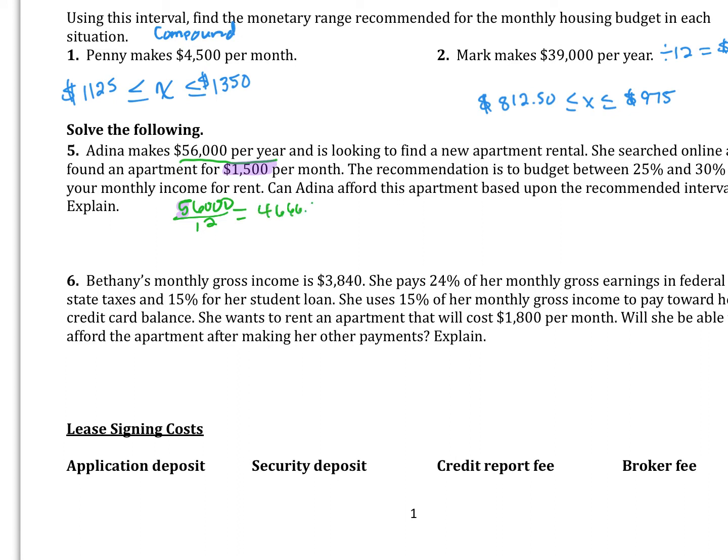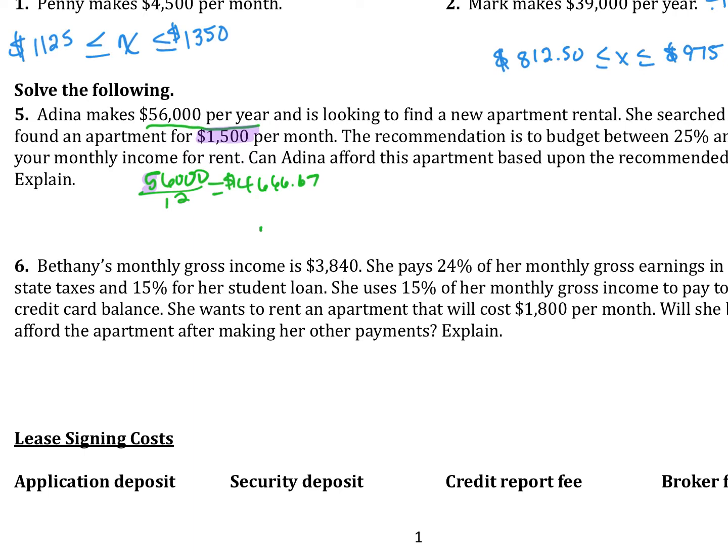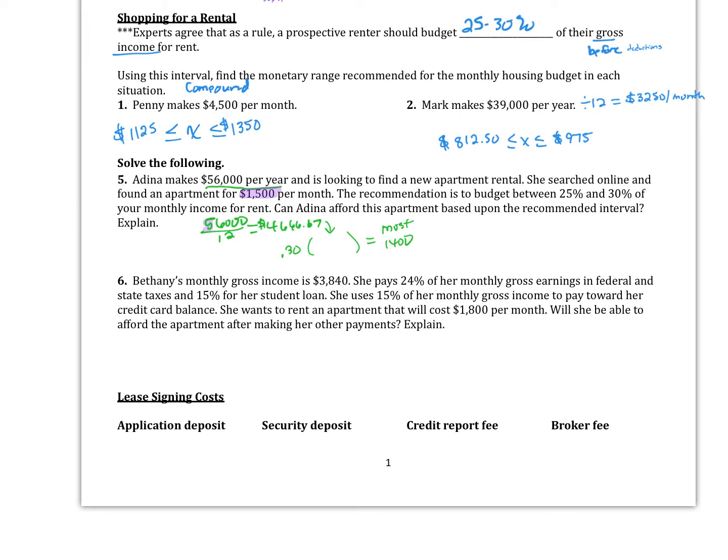46,666.67. Okay, and so we could come up with the interval, but the other way to deal with this, the way this question was worded, what we really need to do is figure out what's 30% of this amount right here. So if we do 30% times that amount, that's the most she should spend. How much is that value? 1,400. And the apartment that she was looking for is $1,500, so we have a problem, don't we? That's too much.